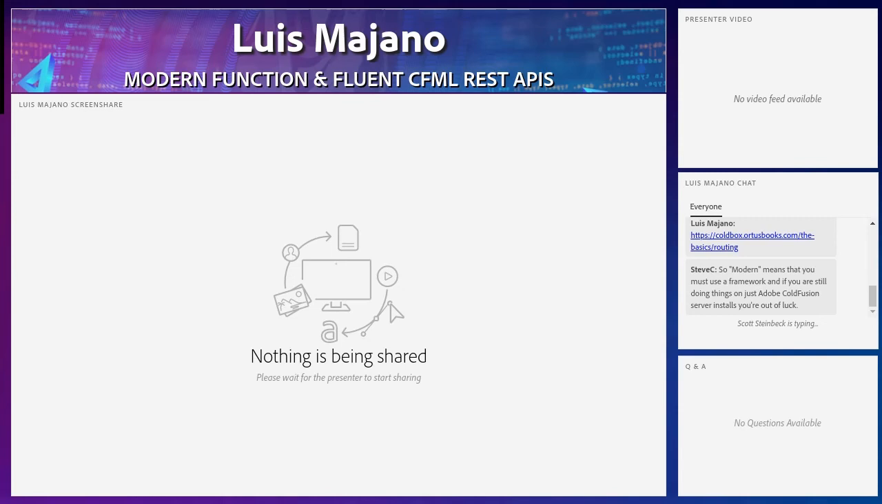Steve had a good question: modern means that you must use a framework, and if you're still doing things with just Adobe ColdFusion server installs, you're out of luck. No. Using a framework is really a choice, Steve, but at the end of the day, you will actually be building a framework in order to provide all these abstractions for you. That's what the framework really does, right? When you build multiple projects, you don't want to be reinventing the wheel. You want to reuse the ecosystem.